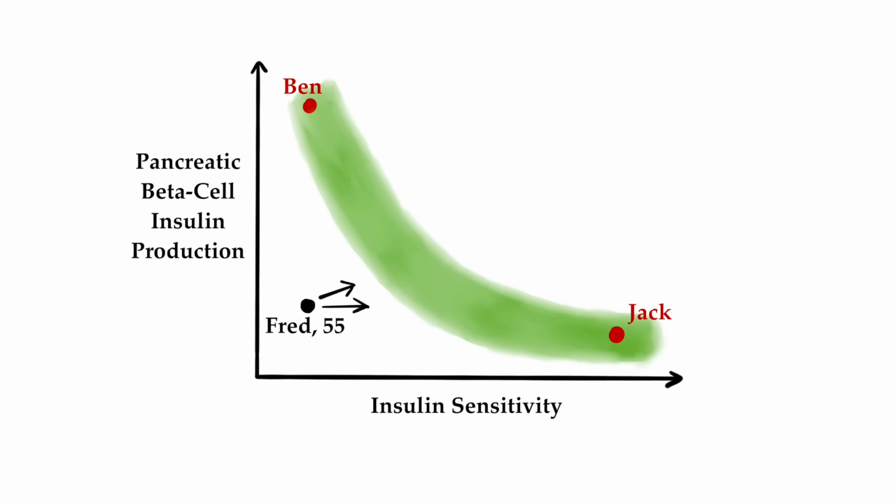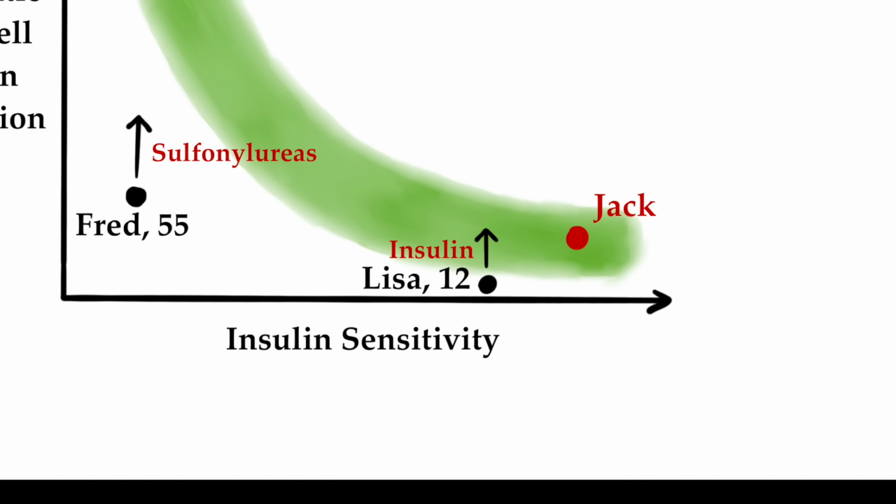If he had bariatric surgery and lost, say, 50 pounds or more, he would likely be able to become a lot more insulin sensitive and potentially reverse his diabetes. Fred could also be given a drug such as metformin that improves insulin sensitivity. Or he could be given a drug such as sulfonylureas that improve insulin production. Or he could be given insulin directly by injection, which would also be the treatment for Lisa here to replace the insulin she can no longer produce herself.